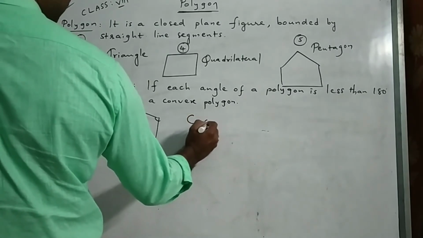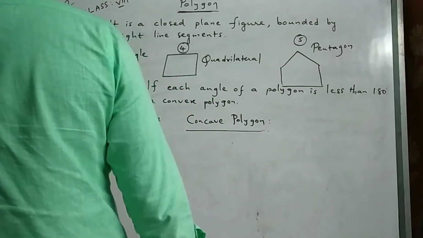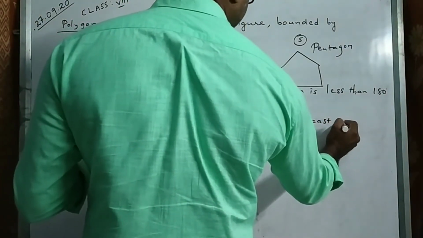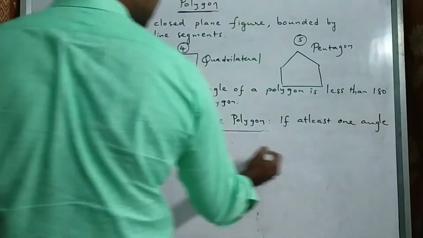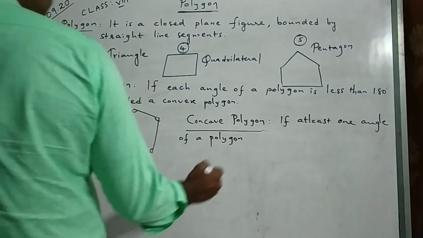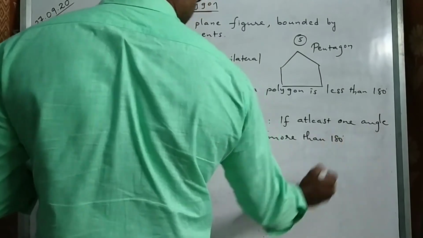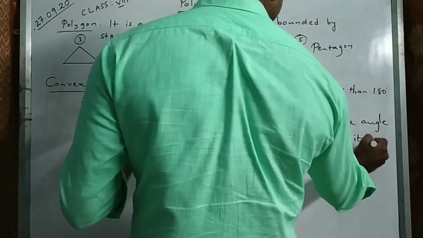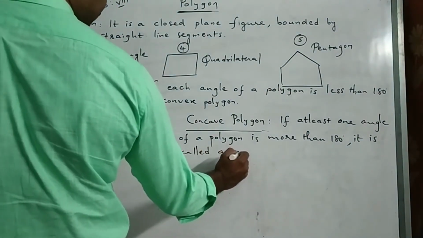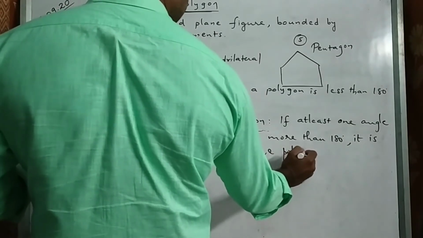Concave polygon. Concave polygon means if at least one angle of a polygon is more than 180 degrees, it is called a concave polygon. So at least one angle.